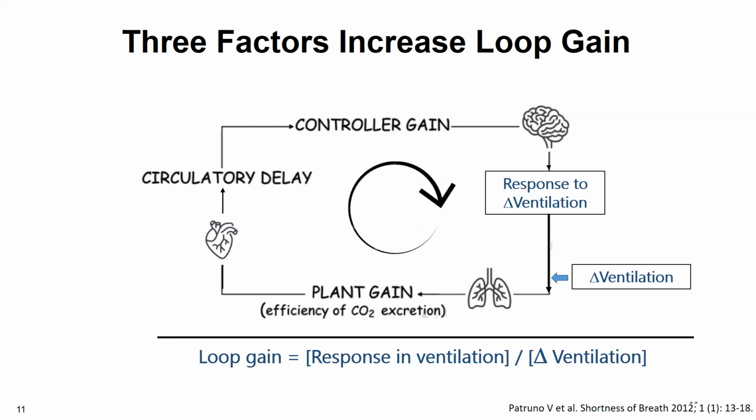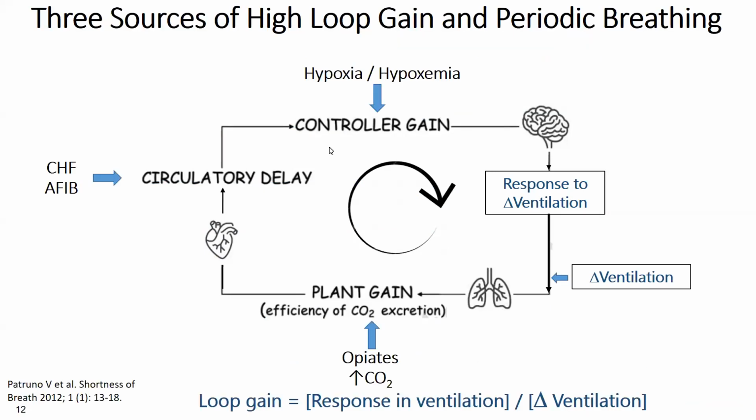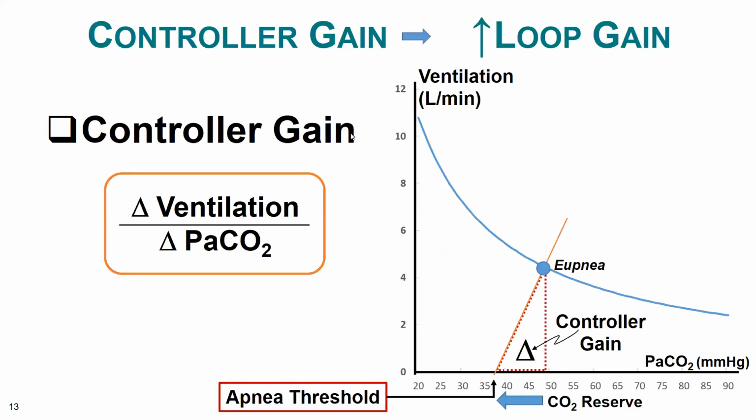And so if you'll bear with us, let's take a look sequentially at the impact of controller gain, plant gain, and circulatory delay. First, controller gain here. What is the impact of controller gain on our tendency to develop periodic breathing patterns or central sleep apnea? Well, shown here is a sort of normal situation where controller gain, if you will, is given by the slope of this CO2 ventilatory response curve.